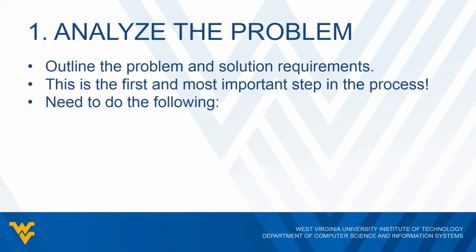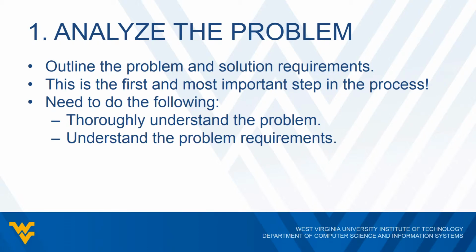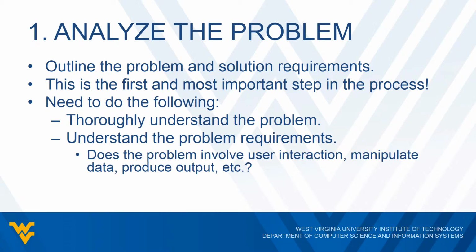So the way we analyze it, we need to do the following. We first need to thoroughly understand the problem. We need to know the ins and outs of it. We need to know exactly what it is that we're trying to solve. And then we need to understand the problem requirements themselves. Now, what do we mean by the requirements? Well, we need to ask ourselves some questions like, does this problem require user interaction? Do we need to make changes to data? Do we have to produce output for this program? You might think that all programs use all this stuff, so we just assume that we need these steps, but some programs don't work that way. So we need to make sure we know exactly what is expected out of our solution.